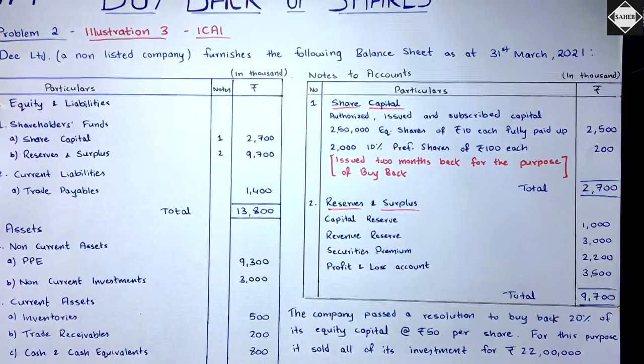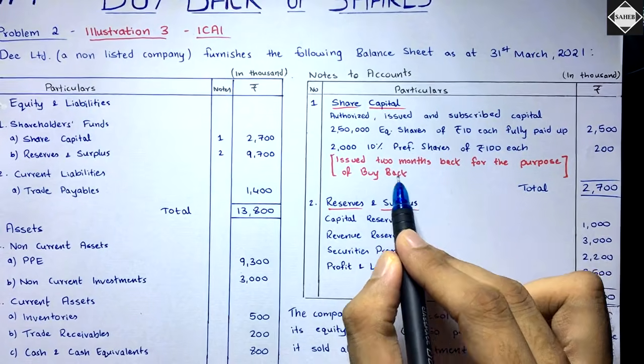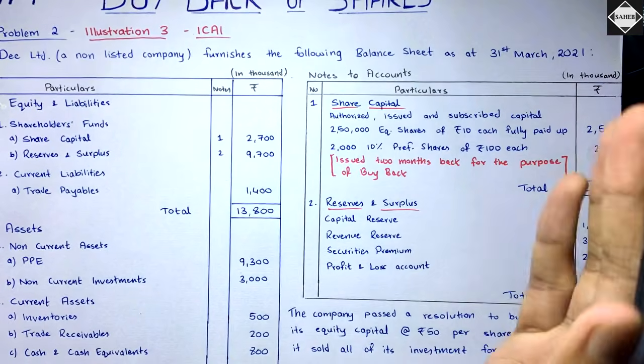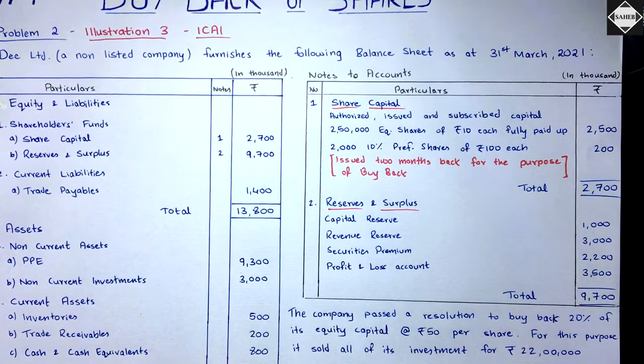See here, this is a new thing. Here the company has already issued preference shares for the buyback. So when we replace the capital, we have to take this into consideration, and then the remaining balance we have to take out of CRR. We have to create CRR, like that. We'll see that while solving the problem.